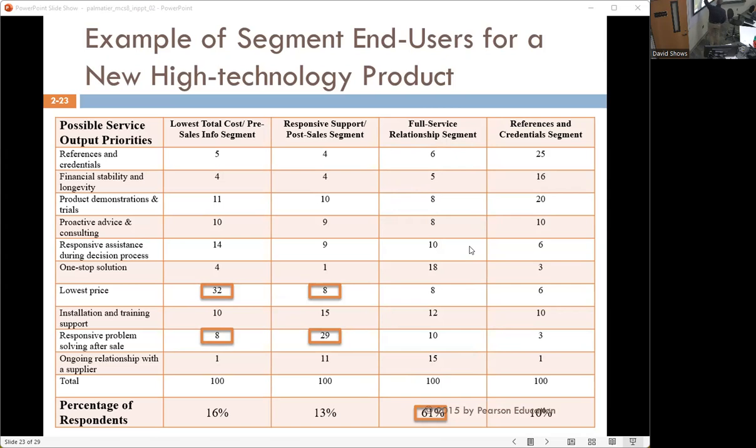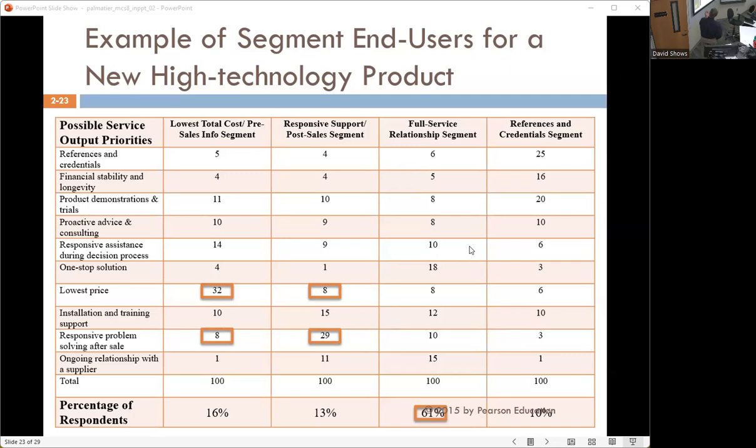The next is full service relationship, and this is kind of spread all over the map. They do want a one-stop solution. They want an ongoing relationship. They want installation, training, and support, responsive problem solving, and they're very, very balanced all over. And they want a full service kind of organization to take care of them. Not only that, but a big thing is that there's 61% of the respondents. So that's a big group. So I've got to think about that one.